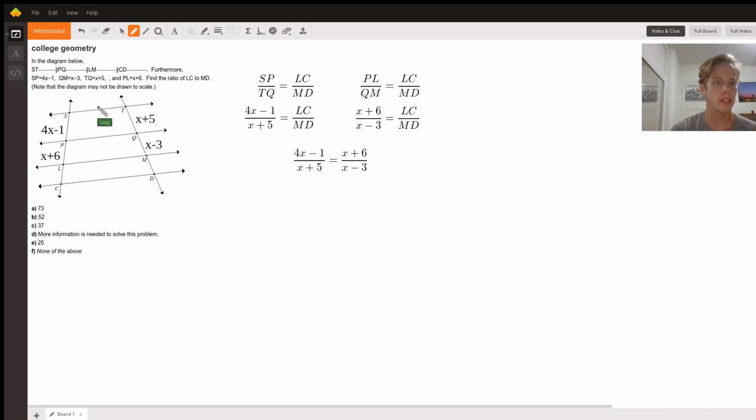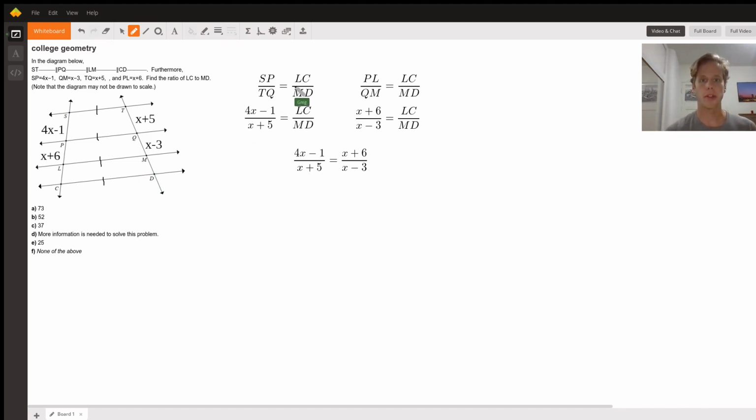But what it tells us is that ST is parallel to PQ is parallel to LM is parallel to CD, which means these sides are all in the same ratio to one another. So SP is to TQ as PL is to QM, and as LC is to MD. All right, and that's because all these four lines are parallel to one another.